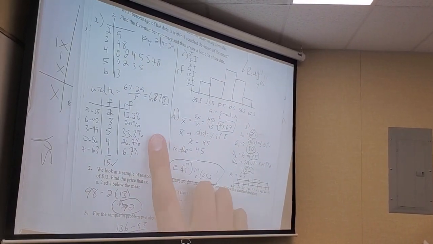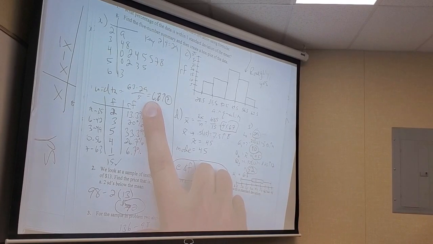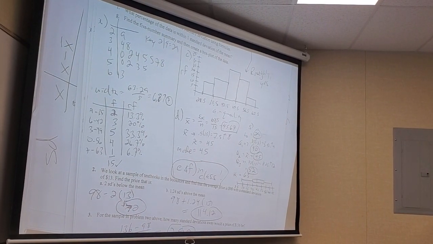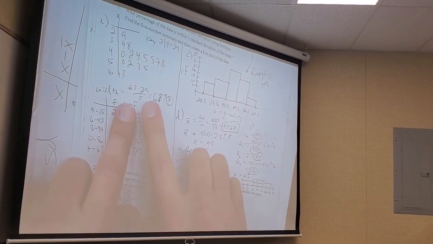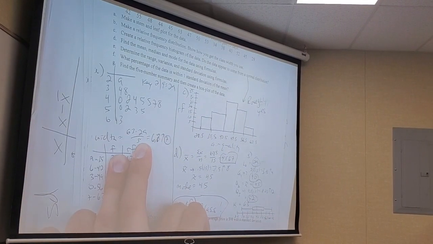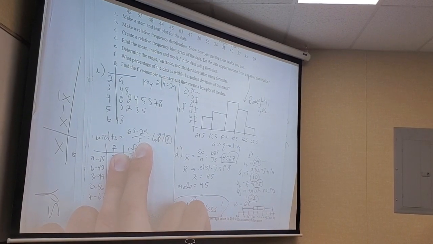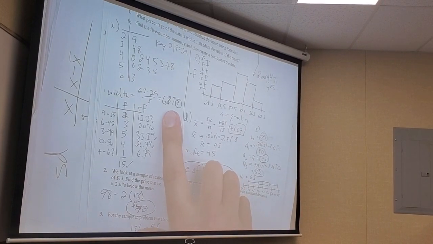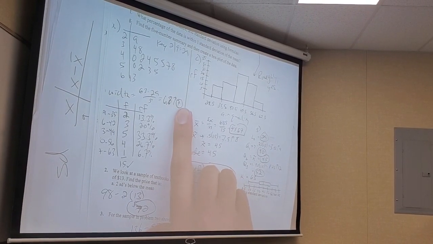Okay. So the very first, most important thing about histograms is constructing the width, because that governs everything. So the width, of course, is going to be high minus low. In this case, I used 5 classes. I don't think I said to use any, so you could have used 6 classes. Your histogram might end up looking a little different. So I got 6.8 and I rounded that up to 7.